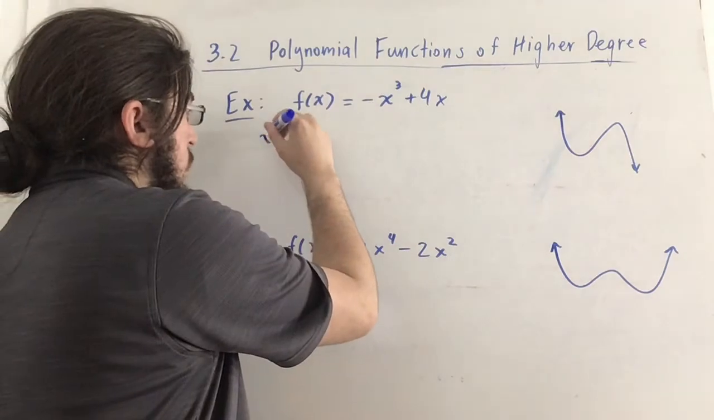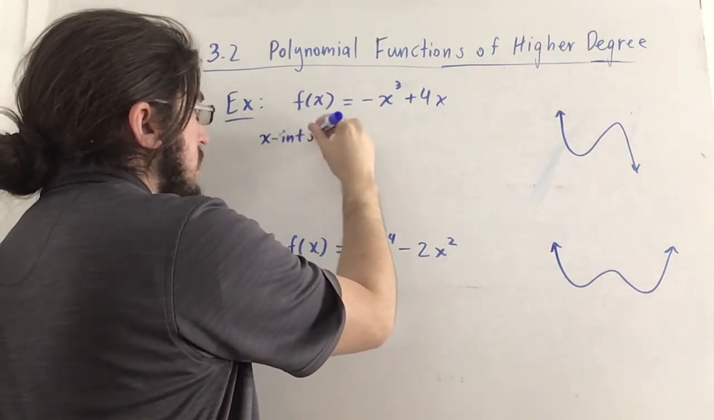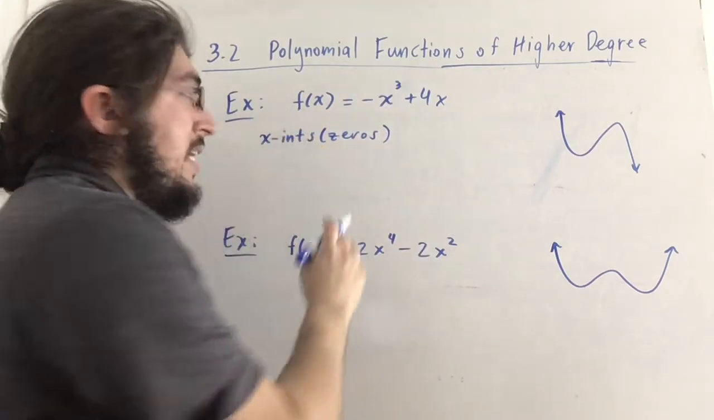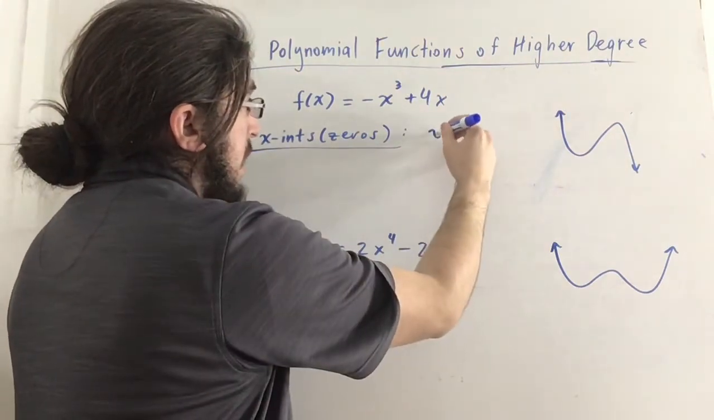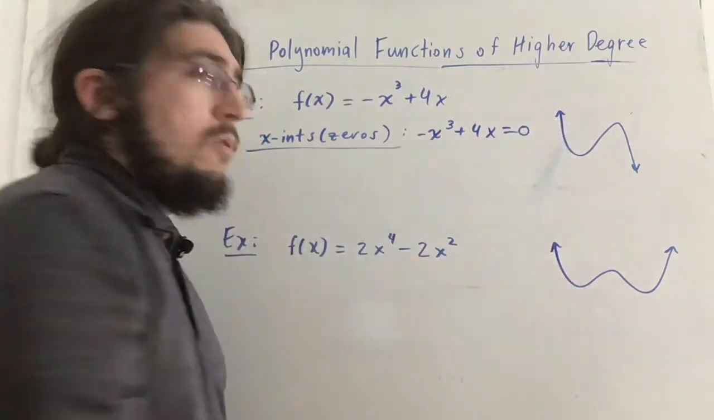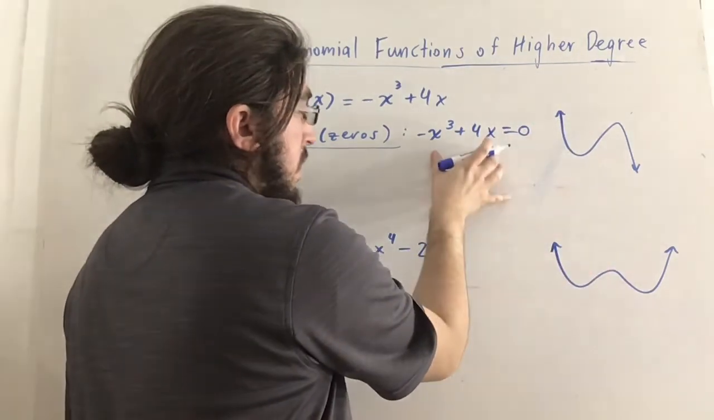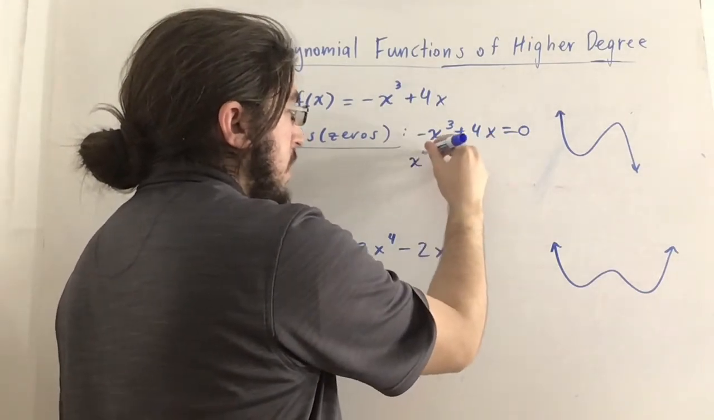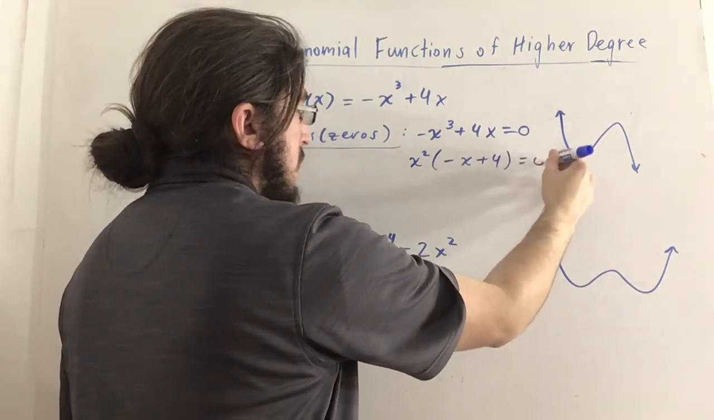But the x-intercepts are really what we care about, and remember these correspond to the zeros. So how you find the zeros of a function is just by setting it equal to 0 and solving for x. And in doing that, we get negative x cubed plus 4x is equal to 0. And how do we solve this equation? Well, we factor. So what do they have in common? You can pull out, let's do this, let's pull out x squared, and we'll have negative x plus 4 on the inside equals 0.